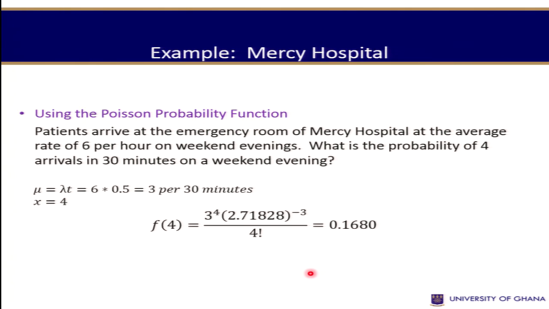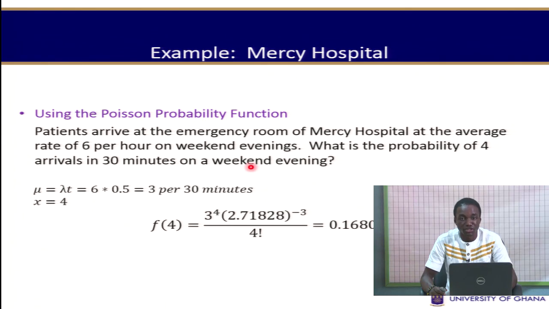Let's look at another example. Patients arrive at the emergency room of Mercy Hospital at an average of 6 per hour on weekend evenings. What is the probability of 4 arrivals in 30 minutes on a weekend evening? Now, there's a sudden twist to this question.